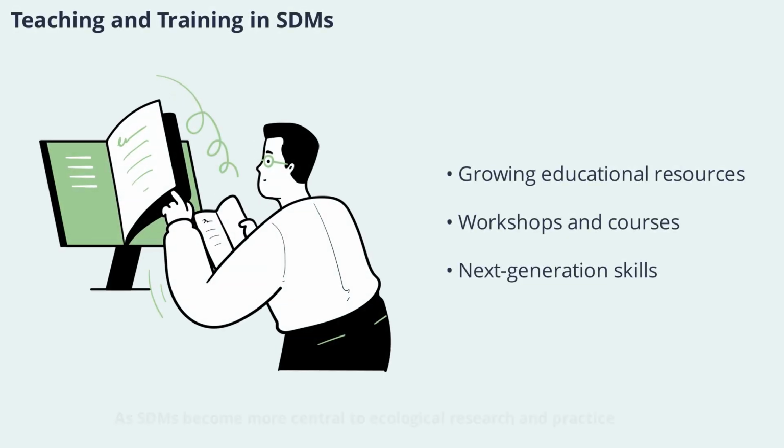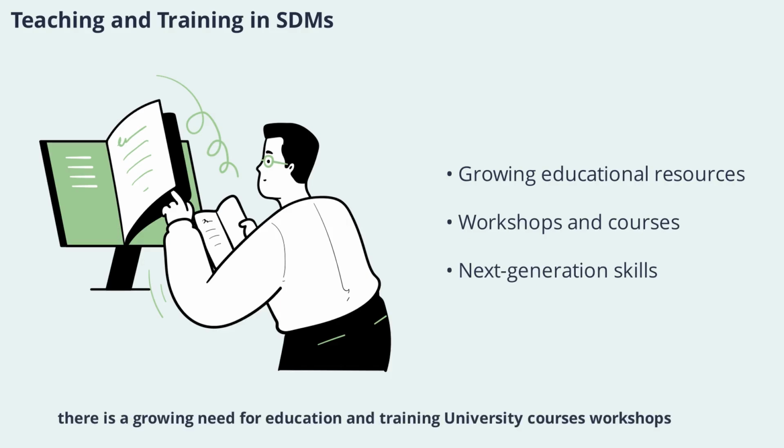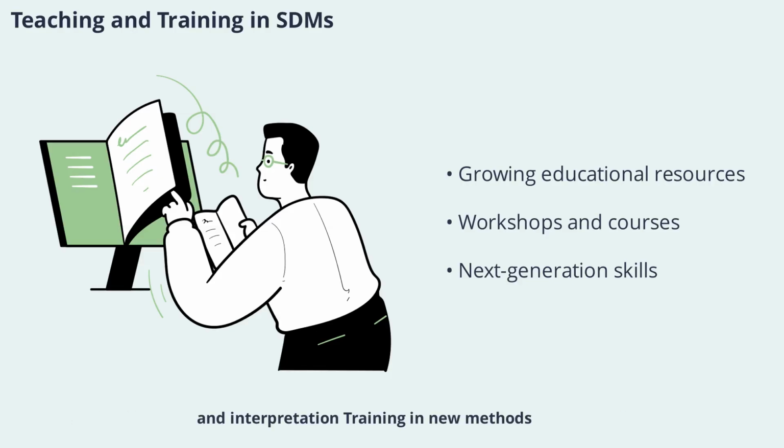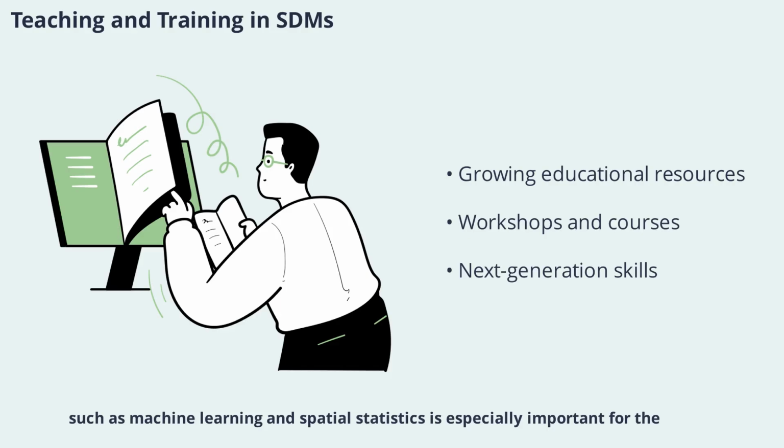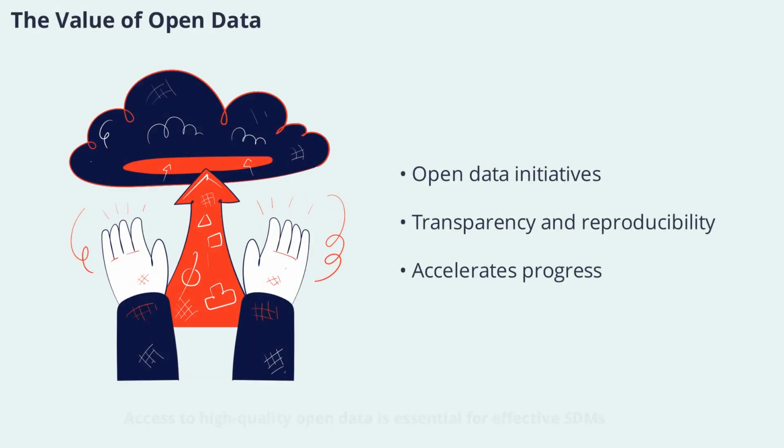As SDMs become more central to ecological research and practice, there's a growing need for education and training. University courses, workshops, and online resources are helping to build capacity in modeling, data analysis, and interpretation. Training in new methods such as machine learning and spatial statistics is especially important for the next generation of ecologists and conservationists.